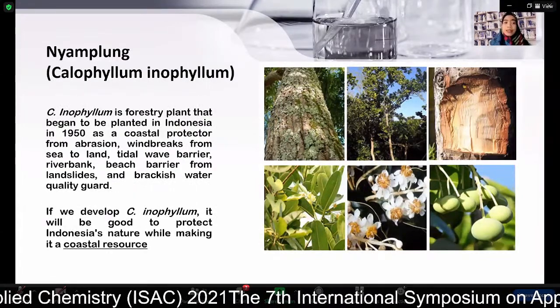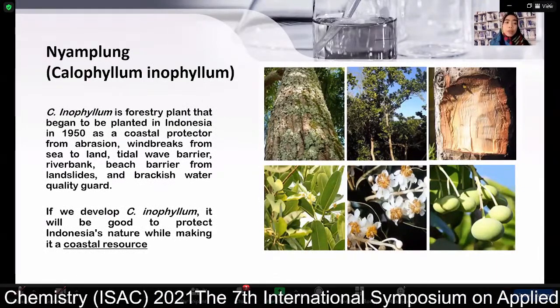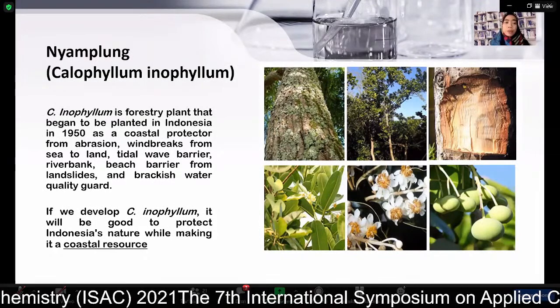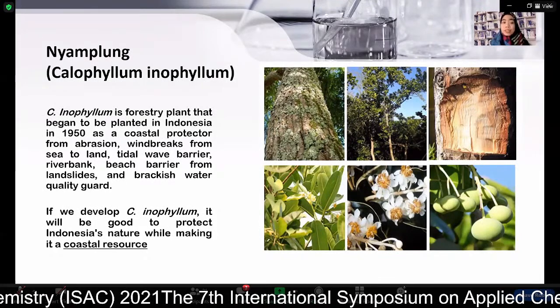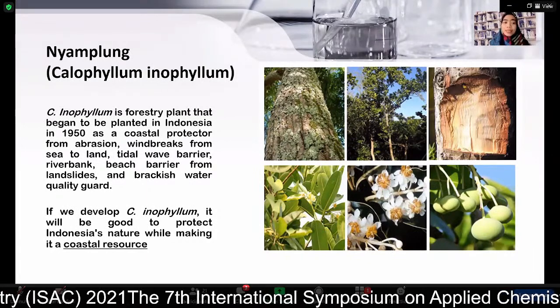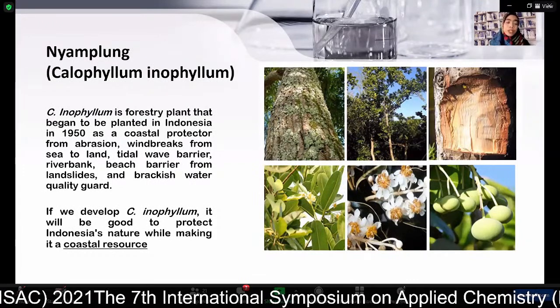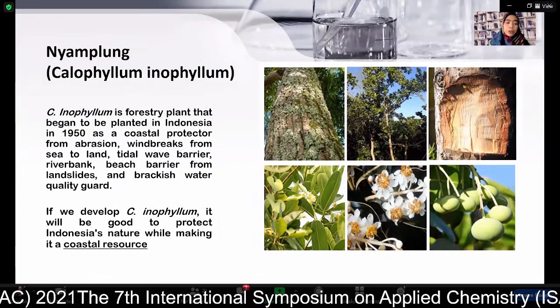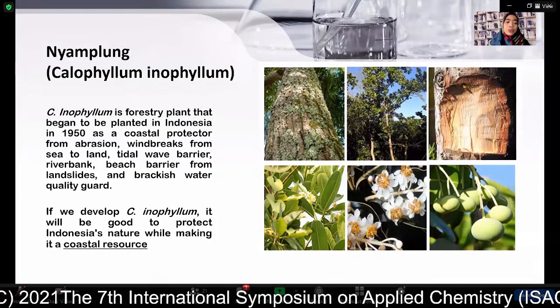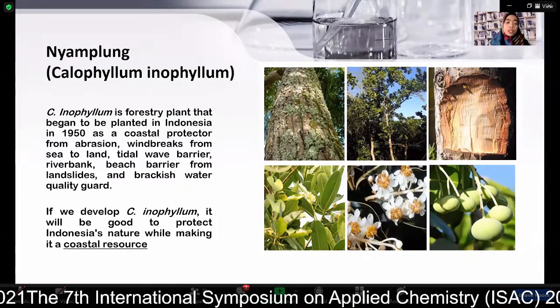Calophyllum inophyllum is a forestry plant that began to be planted in Indonesia in 1950 as a coastal protector from abrasion, a windbreak from sea to land, a tidal wave barrier, a riverbank and beach barrier from landslides, and a brackish water quality guard. If we develop Calophyllum inophyllum, it will be good for protecting Indonesia's nature while making it a coastal resort.